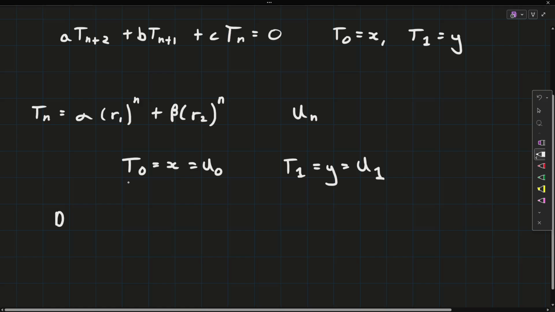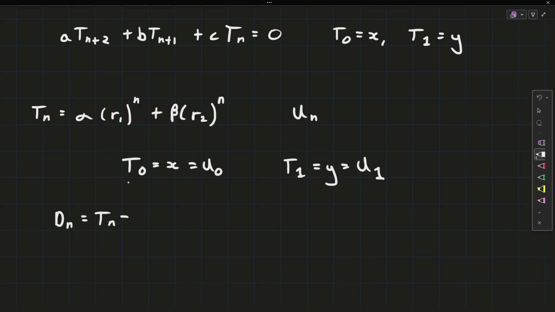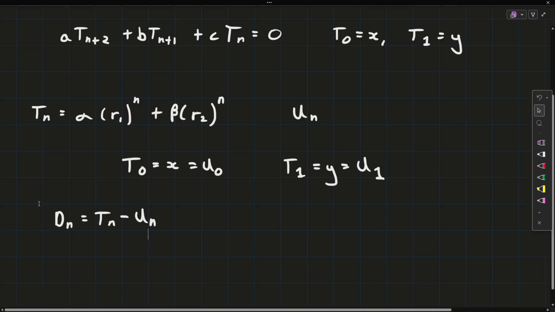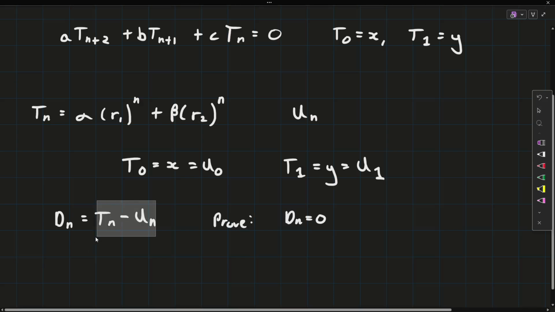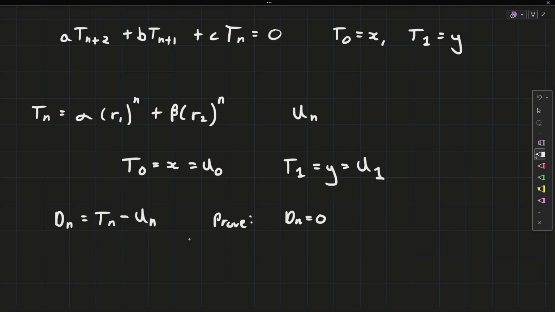I'm going to define a function called d_n. And d_n is going to be basically just t_n minus u_n. I'm calling it d_n for the difference, and the difference is equal to t_n minus u_n. And what I'm going to try to prove is that d_n is always equal to 0. Or in other words, the difference between t_n and u_n is always equal to 0. So if I can prove this, well, then that means that t_n is equal to u_n.